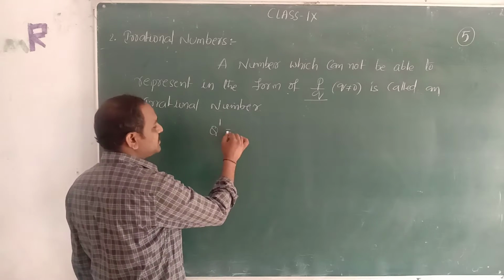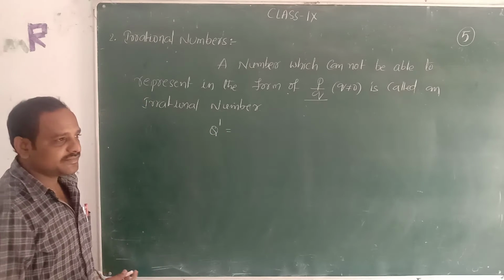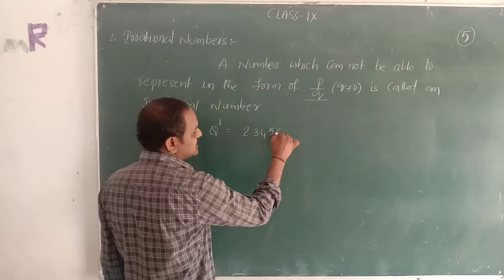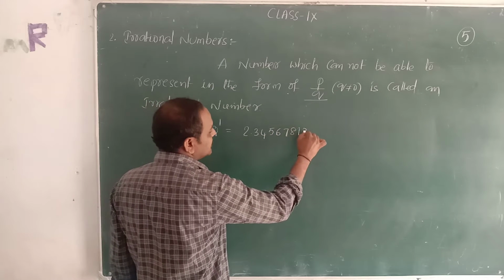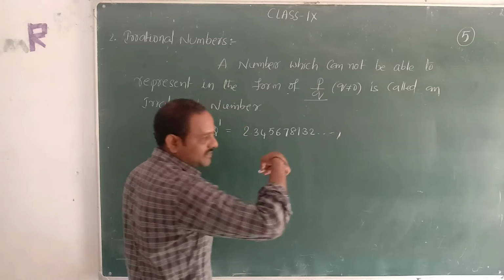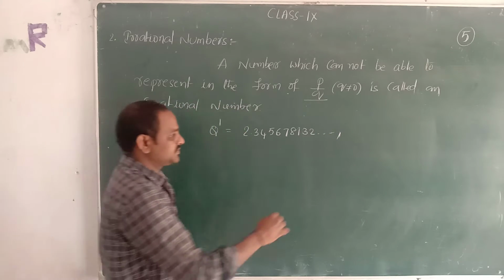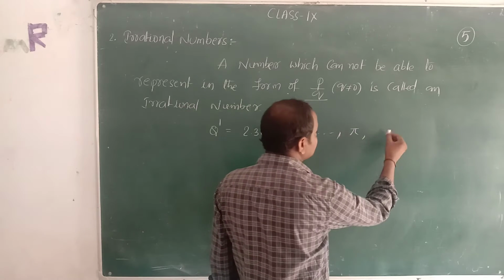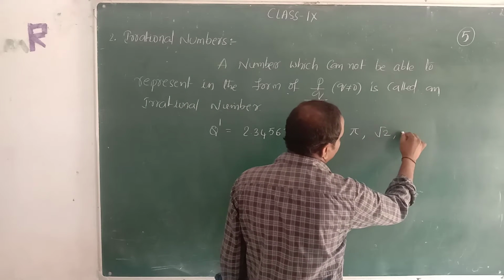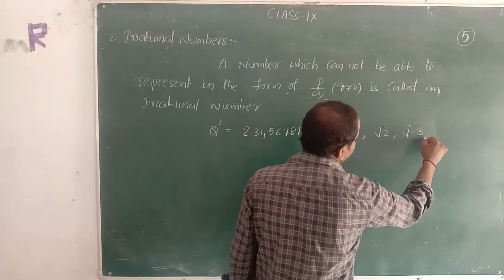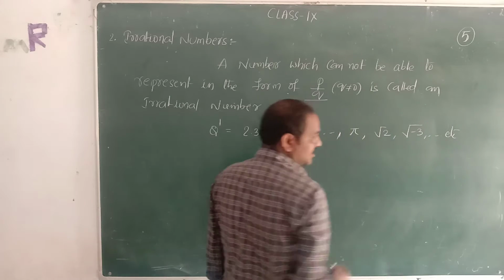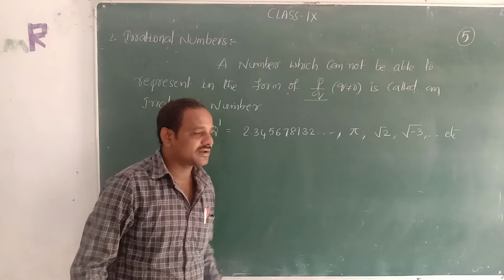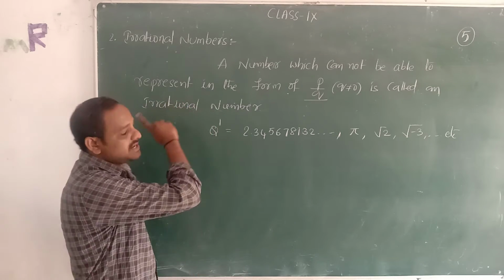So what are the examples? Already we knew that. What are irrational numbers? 2.345678132 and so on, a non-terminating decimal. And next, root 2, root of 3 and so on. Such types of numbers all belong to irrational numbers.